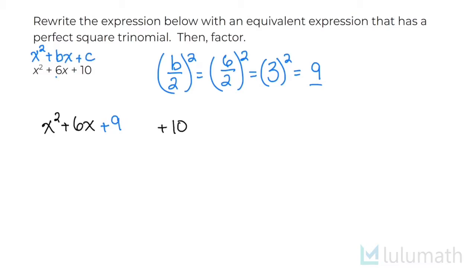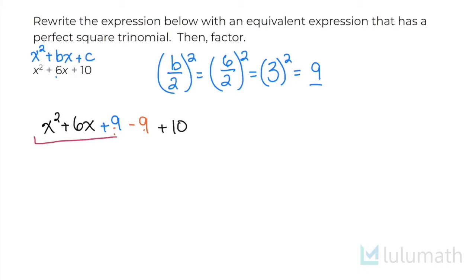So what I will do is if I add the 9, I'm going to subtract the 9 as well. And 9 minus 9 is 0. They cancel each other out. So I haven't changed my expression. I've just rewritten an equivalent expression that has a perfect square trinomial.